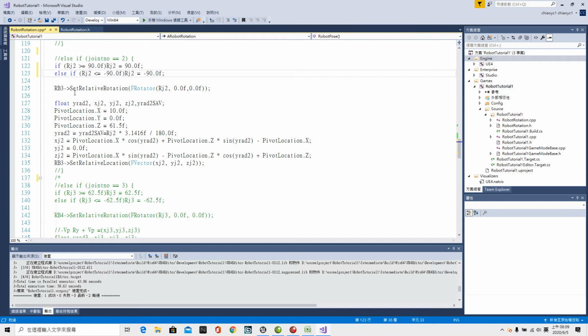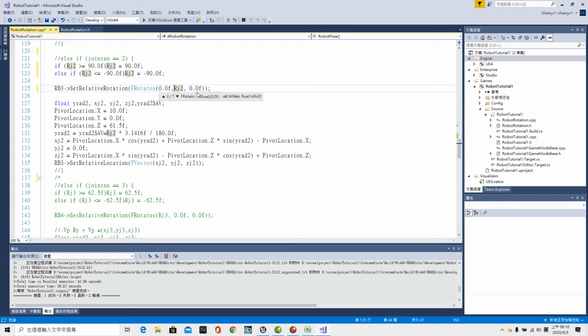RB3 minus greater set relative rotation bracket f rotator bracket. The second axis rotates about the z positive direction, which is the yaw. The yaw is located at the center. So the pitch is fed 0.0f, and rj2 is located at the yaw position, rotating about the z positive direction.